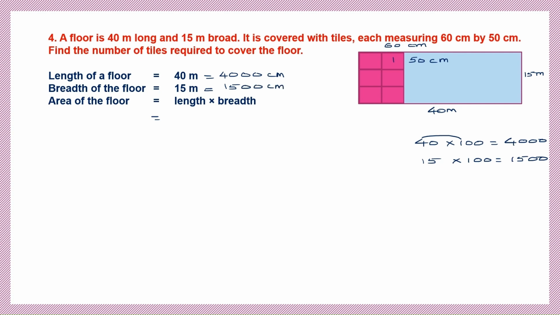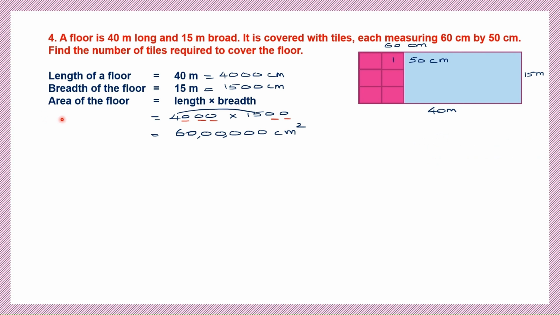Now we can find the area, that is 4,000 centimeters into 1,500 centimeters. So now multiply only the numbers. 15 fours are 60. Now count the zeros. So here we have 1, 2, 3, 4, 5. So let's add the 5 zeros. So now when you write this, this is what you get, 60 lakh centimeter square. The unit is centimeter square. So now we have found the area of the floor.